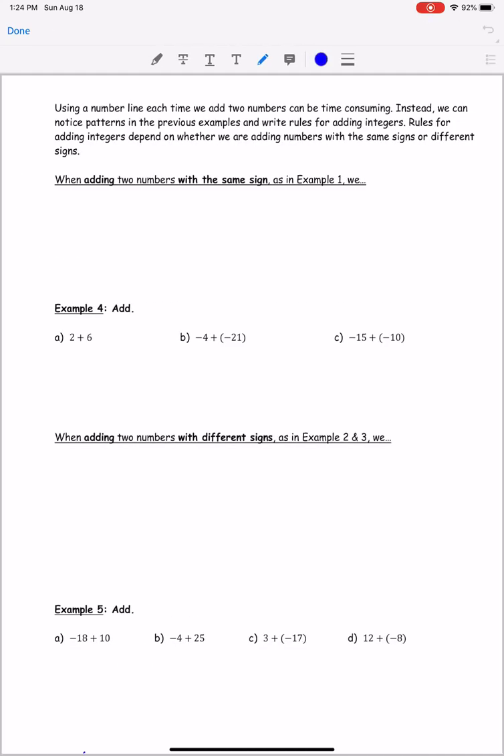So my rule here is, first, when I have the same sign, whether that's 2 positives or 2 negatives, we add the numbers and then keep the sign.